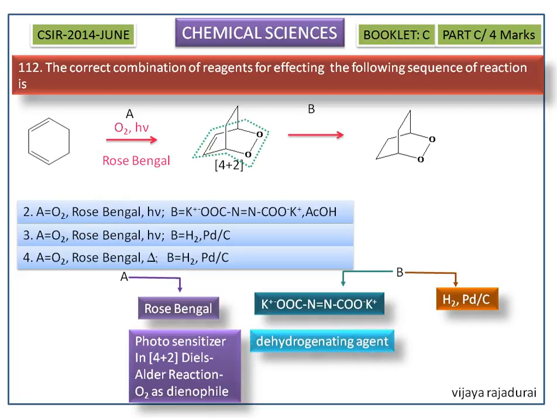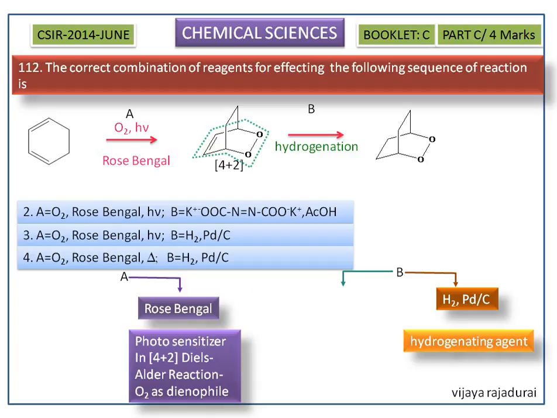Dipotassium salt of azo dicarboxylic acid is the dehydrogenating agent. Hydrogen in the presence of palladium carbon is the hydrogenating agent. Here the hydrogenation takes place. So the B is supposed to be hydrogen, palladium carbon, not dipotassium salt of azo dicarboxylic acid. So the dipotassium salt of azo dicarboxylic acid B option in the second one is not the correct answer.